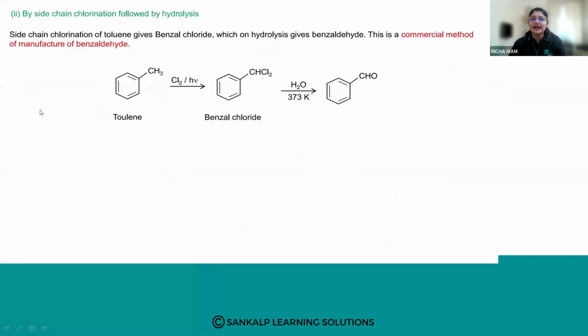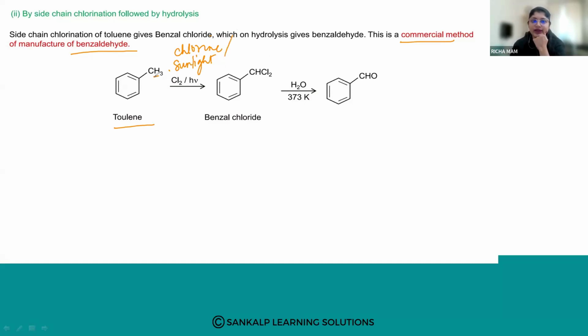So next is side chain chlorination. This is a commercial method. Commercial method means industrial method. By this we can prepare our benzaldehyde. Again, we are taking toluene in the presence of chlorine, in the presence of light. H nu is nothing but light, sunlight. So chlorine in the presence of sunlight, you will get what?